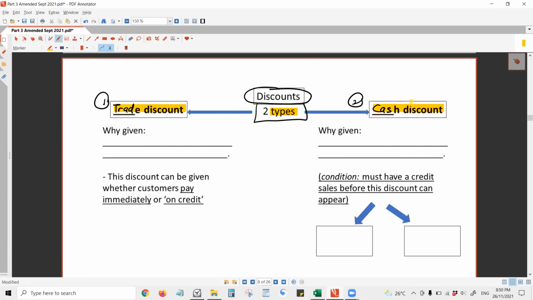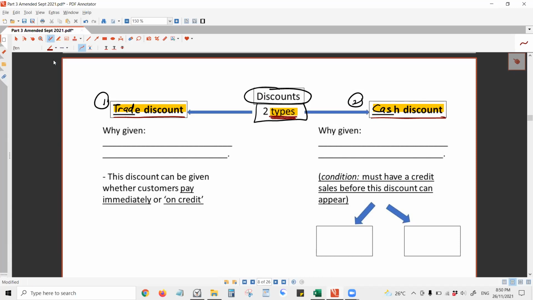For those of you who have been learning accounting with your school, you should have also heard of two other terms about discounts, discount allowed and discount received. Those are not types of discount. Later I will tell you what they are. So let me repeat, when an exam question asks you what are the two types of discounts available, you have only two answers. Either trade discount or cash discount.